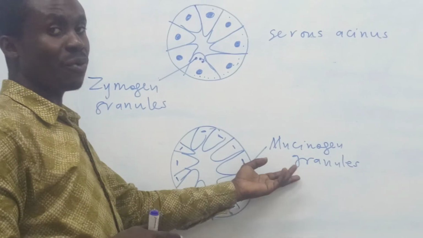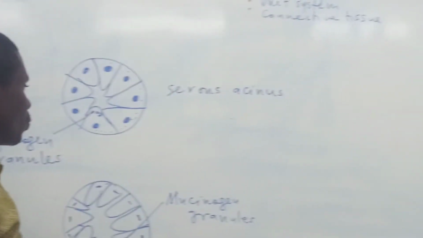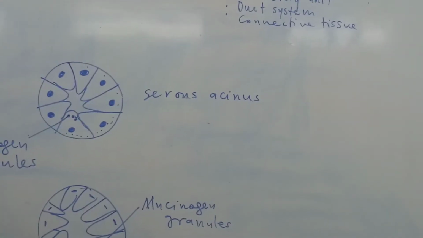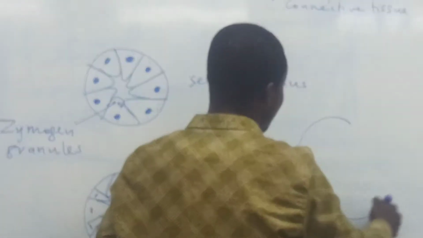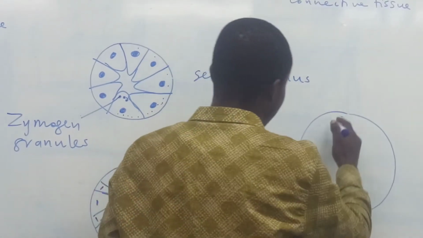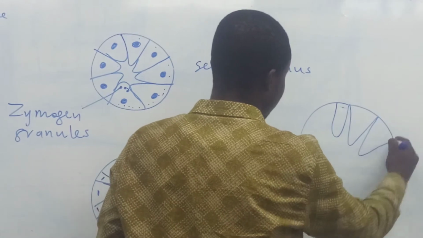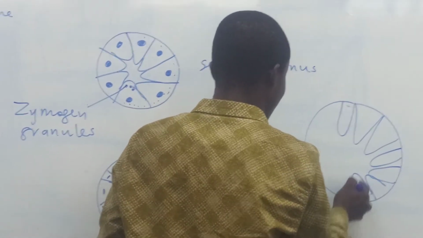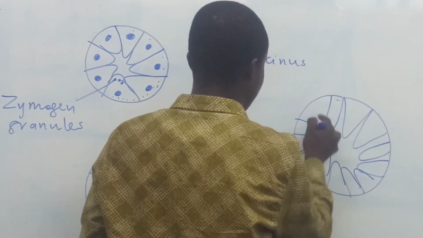The product that they make is viscous, but this one will make a watery product. So this is the secretory unit of cells. But there could be another situation where you have a secretory unit that is mixed, having both mucous and serous secretory cells. So I will have the columnar cells as well as these triangular pyramidal shaped cells.